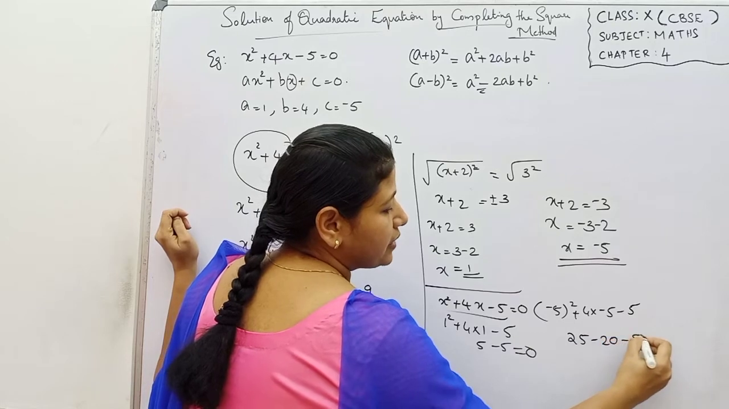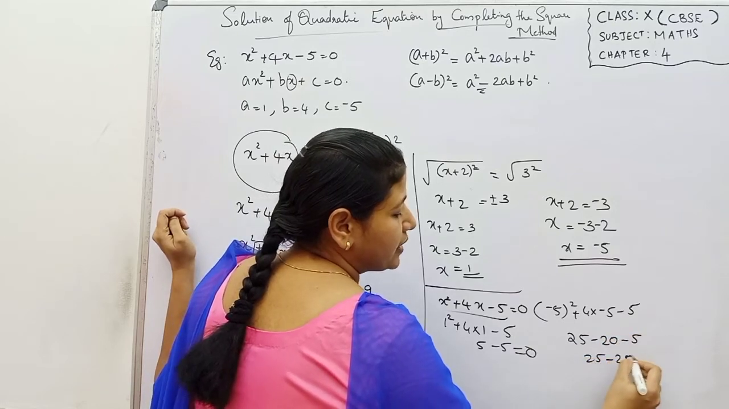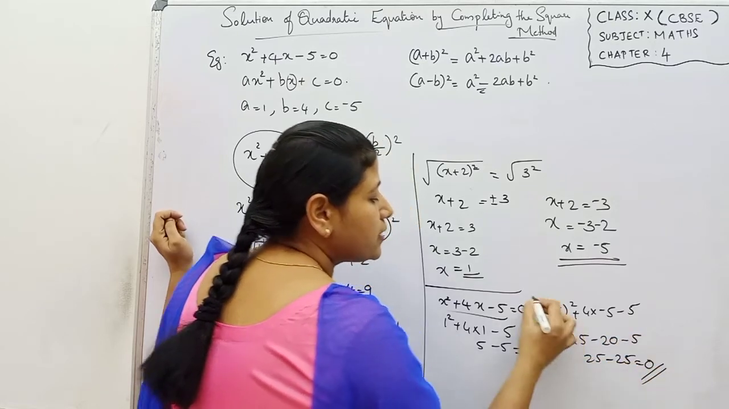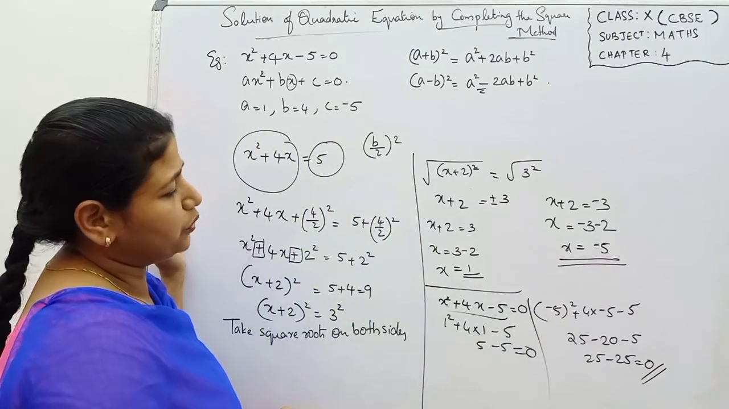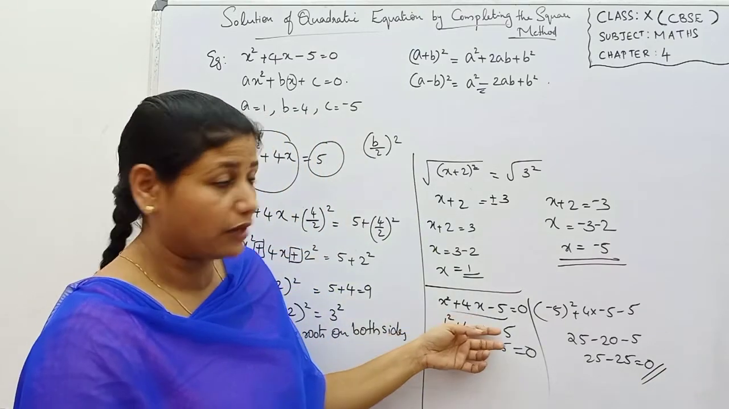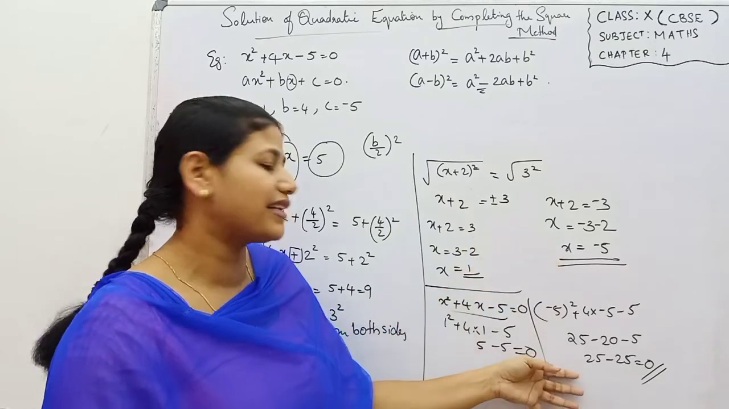Minus 20 minus 5. This will give you 25 minus 25. This also will give 0. So both answers are correct. No need to do this all. If you have any doubt after doing this problem, you can check like this.